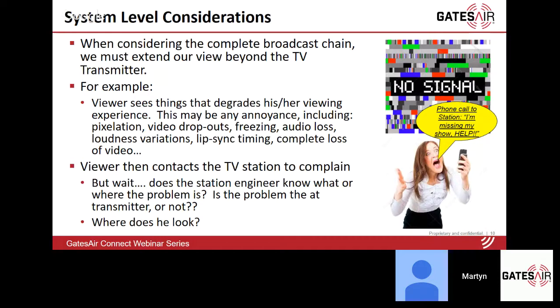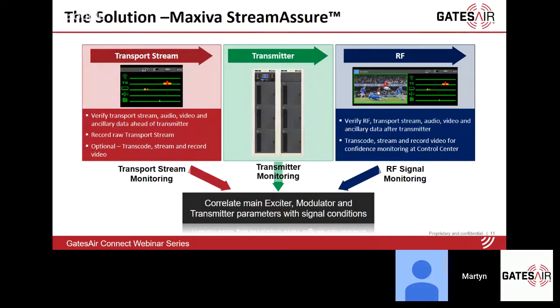So here's what do you do? Where do you look? So that's the main thing. Well, one solution that we're working with Culigent on, and we've deployed some of these, is called StreamAssure. StreamAssure can be configured for a very simple system, and the one shown on this slide is pretty straightforward, but we're not monitoring only transmitter parameters.